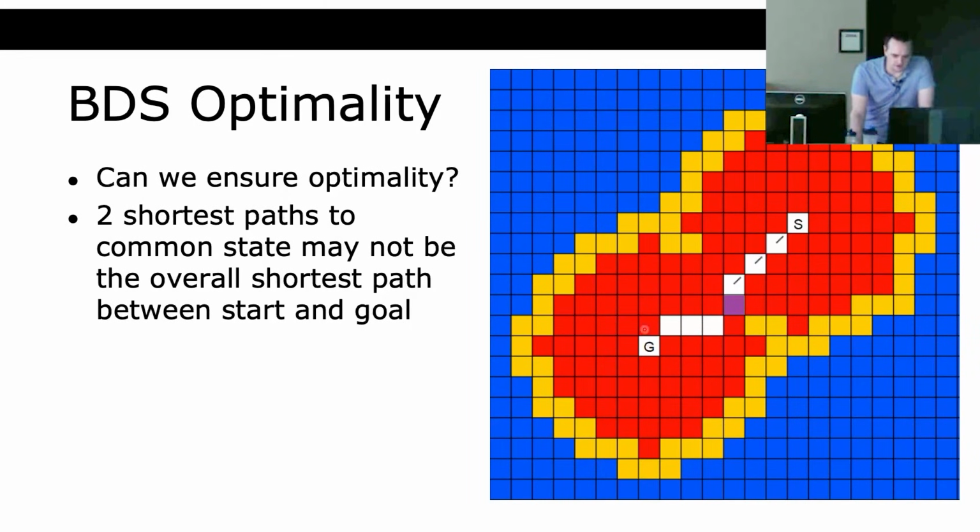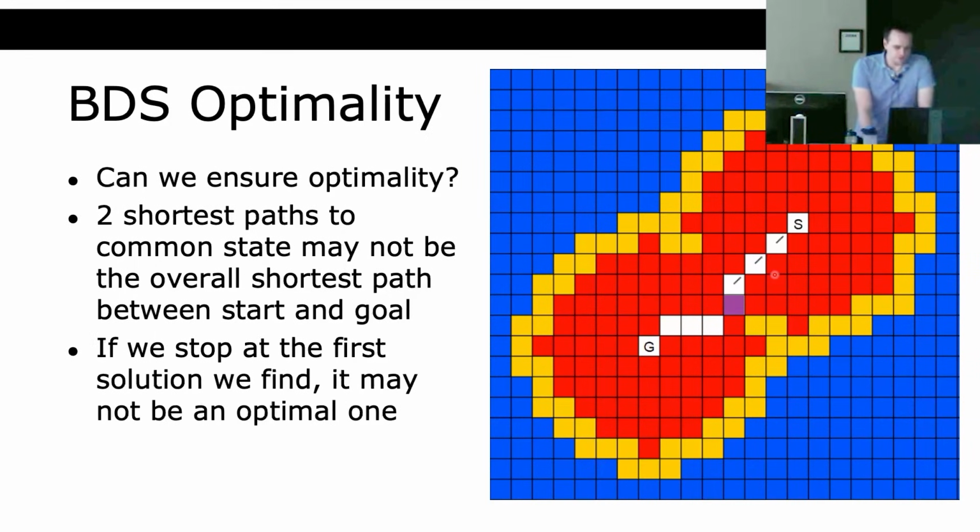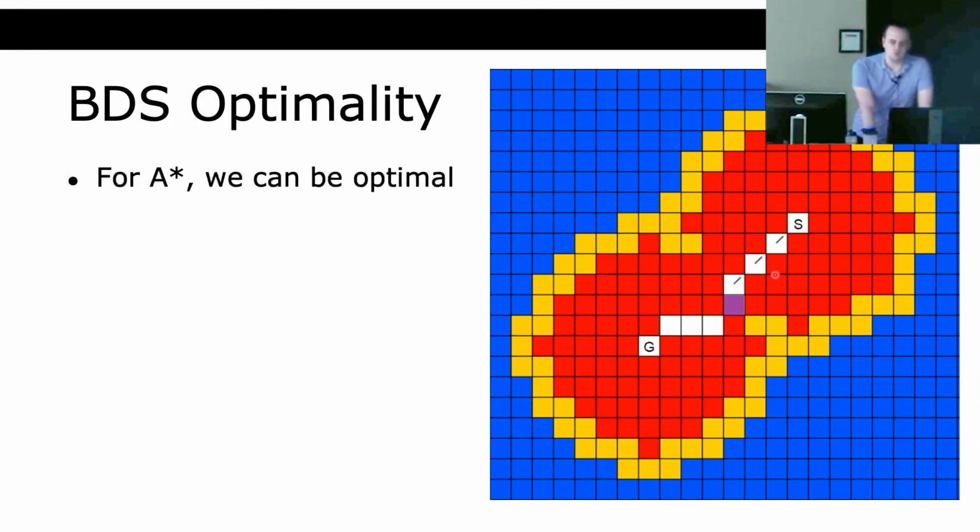So here we have a start and a goal, and we've done some bidirectional search. And so this purple node is the first node that's in both closed lists. And so what that means is this is the optimal path from the goal to the purple node, and this is the optimal path from the start to the purple node. But if I just take these two paths and add them together, that is not the optimal path from the start to the goal. That would be going through here, just taking this diagonal, right? So it missed the optimal one. So if we stop at the first solution, it may not be the optimal one. So for A star, we can be optimal.